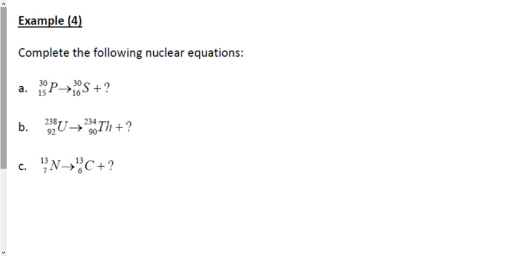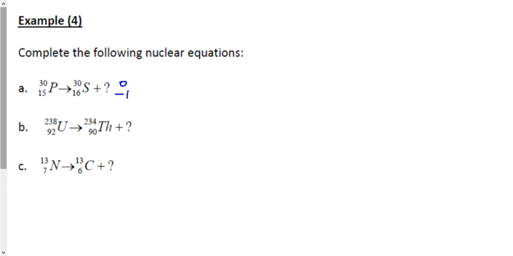Example number 4, part A. Complete the following nuclear equations. This is kind of backwards, right? We're not saying what it is. We're working backwards here. 30 plus what is equal to 30? Jacob, 30 plus what is equal to 30? 0. Excellent, Jacob. 16 plus what is equal to 15? Negative 1. 16 plus negative 1 is equal to 15.